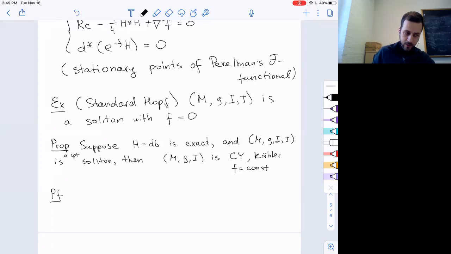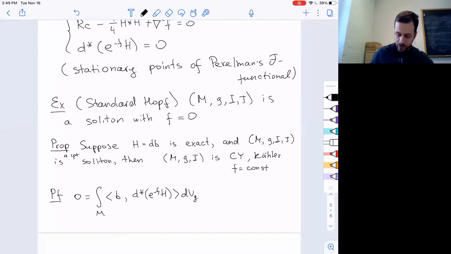Well, we have this equation, which I deliberately wrote in this form. Then I can integrate over my manifold, because my manifold is compact, the contraction between B and D star of e to the negative F H, with respect to the volume form. So it's zero because this term is zero.